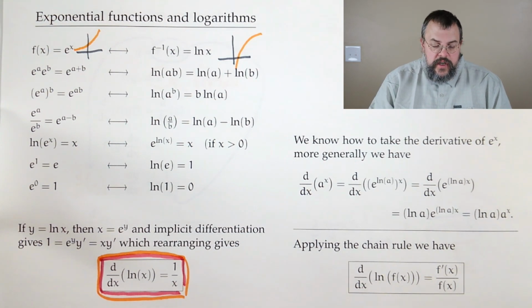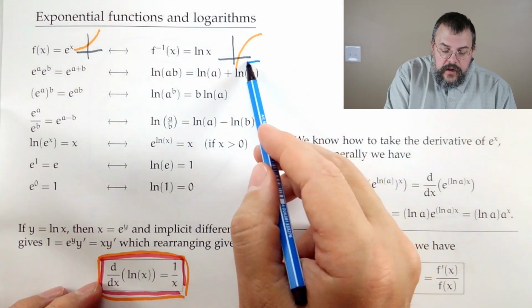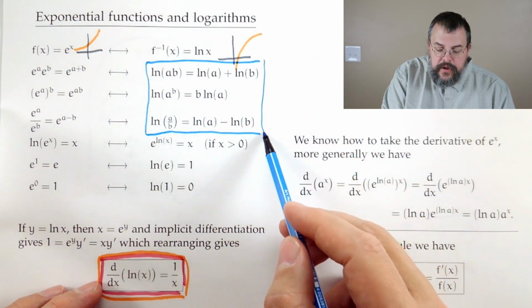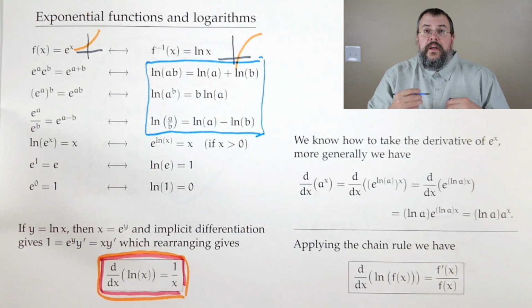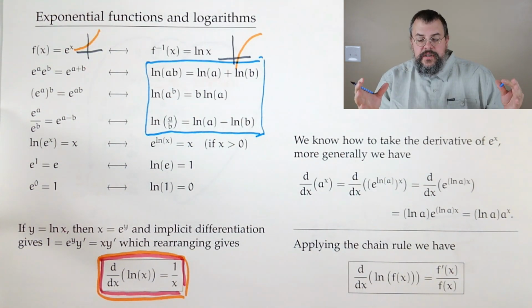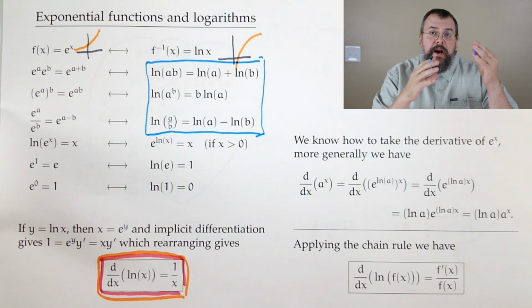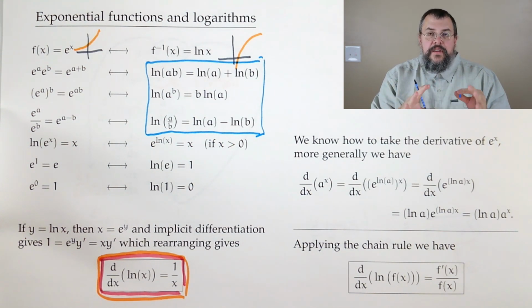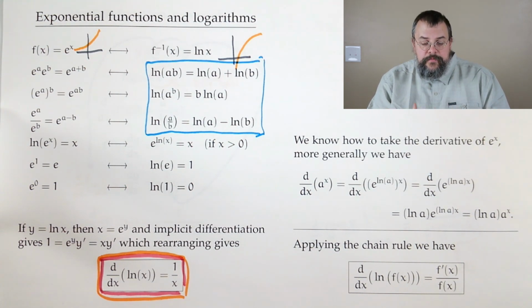I want to draw attention in particular to these three properties right here. These you should be completely comfortable with using. Namely, natural log of a product turns into addition. Log of a to a power, you can pull the power down. Division becomes subtraction. You want to be comfortable with these because they're going to help you rewrite.